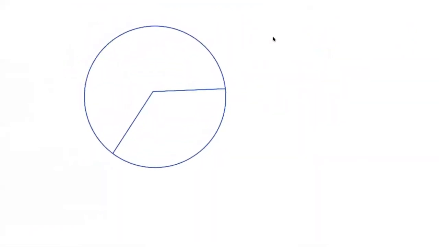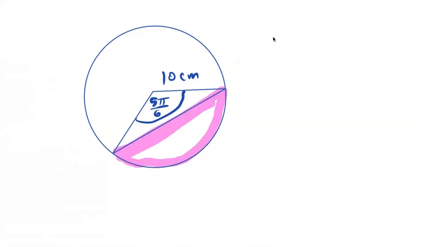So let's do an example. So we'll get a nice circle here, and let's say that we've got a circle with a radius of 10 centimeters, an angle in the middle of 5 pi over 6, and I'm after the segment here.